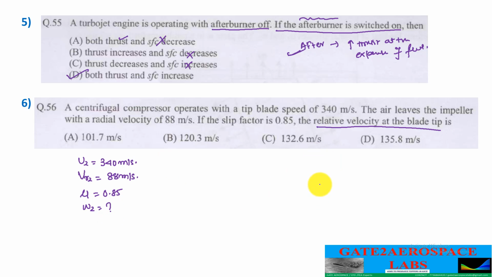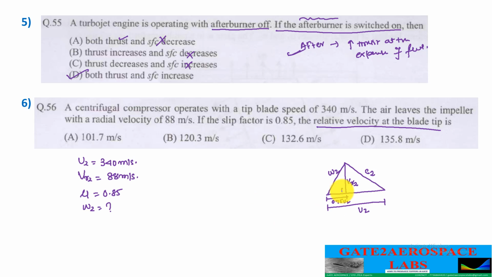Fine. Now I will draw the velocity diagram for this situation. You see, the velocity diagram will be something like this. This is the radial velocity. Okay, this is the absolute velocity at the exit. This full is the U2. Now if you see, this mu is 0.85. That means this is only 15% of your U2.